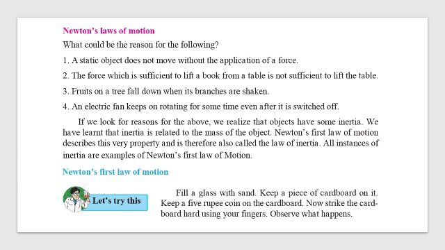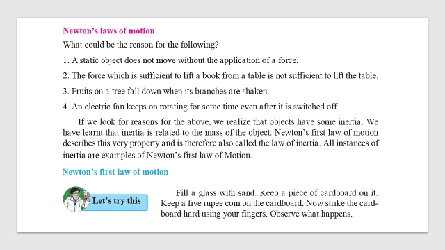A static object does not move without the application of a force. What is the meaning of a static object? An object which is kept stationary on the table. A book will not move on its own. What do you have to do? You have to either lift the book or push the book. So you have to apply some force. The force which is sufficient to lift a book from a table is not sufficient to lift the table. You can lift the book, but can you lift the table at the same time?